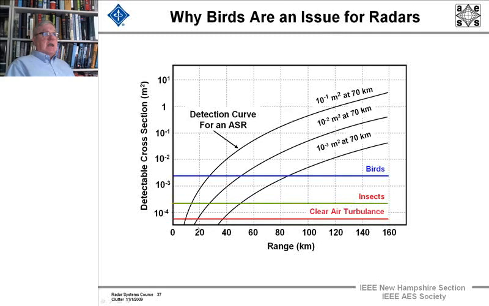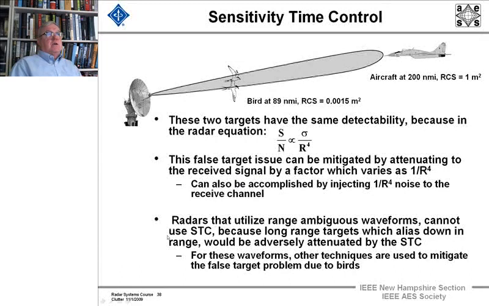And that's why we introduced a technique called sensitivity time control. An aircraft at 200 nautical miles, say it has a cross-section of 1 meter squared. Because of the 1/r⁴ dependence and the linear cross-section dependence of the signal-to-noise ratio, which is in essence the detectability, a bird at 90 nautical miles will be detected if it's got a cross-section of 1.5 times 10 to the minus 3. So if you can see a 1 meter squared target out to 200 nautical miles, you'll see birds out at 90 miles. So birds can be a significant factor, but you can mitigate this false target problem if you attenuate the received signal by a factor which varies as 1/r⁴.